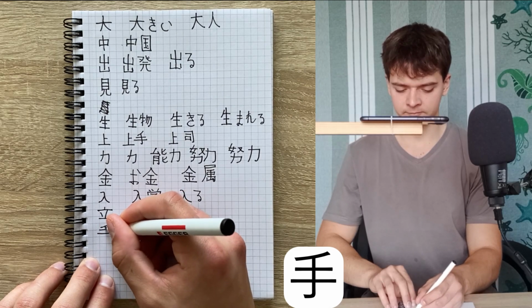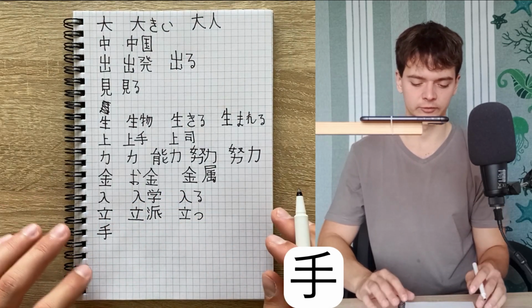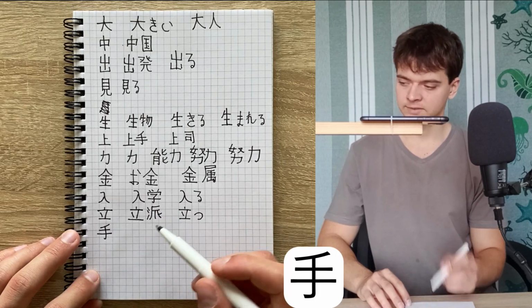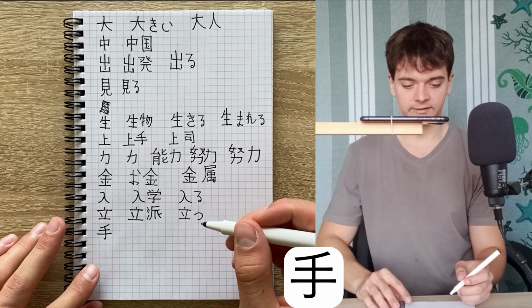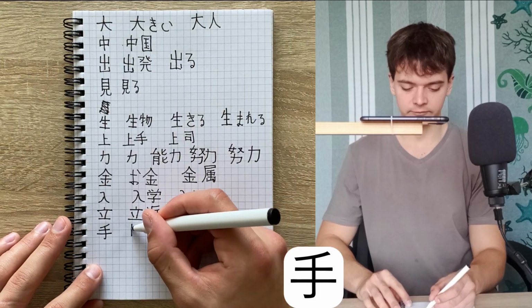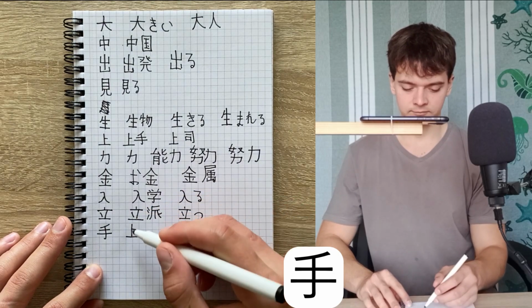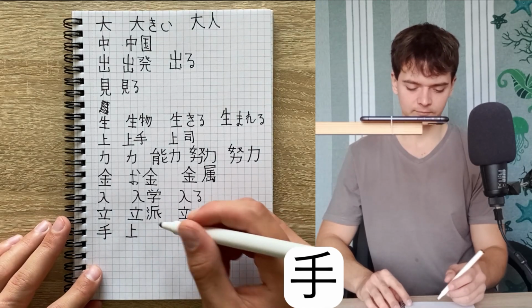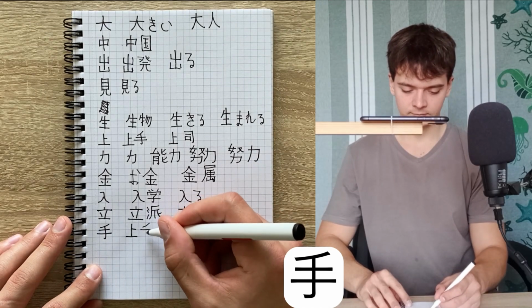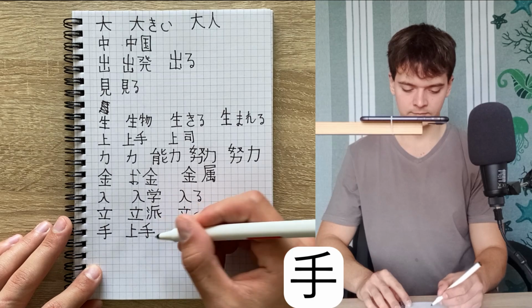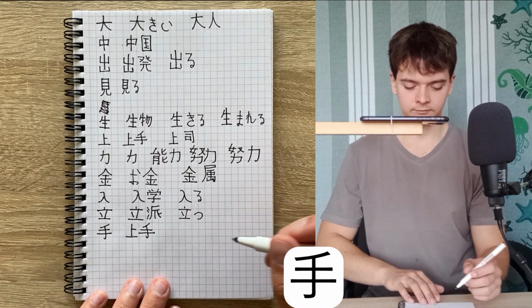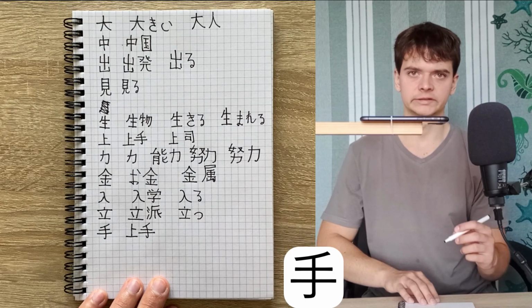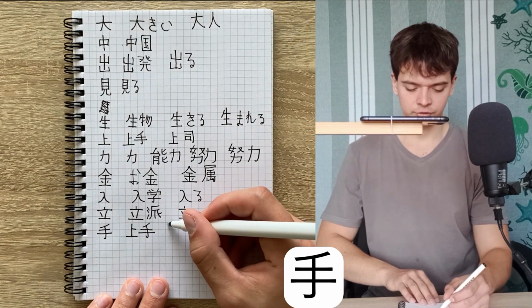Here is the kanji for hands that I mentioned before. Te. Te means hands. And it's used in the word jozu, that uses the kanji ue. And in the word heta, that uses the kanji shita.